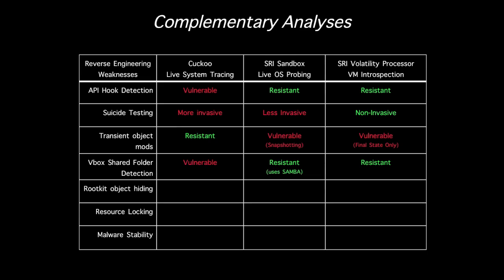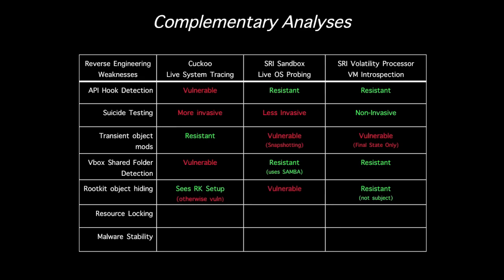Malware is well known for employing VM detection as a suicide trigger. For example, Cuckoo employs a VirtualBox shared folder, whose presence is directly testable by suicide logic. SRI SANNet uses standard SMB file shares, while VM introspection does not require alterations to the host.